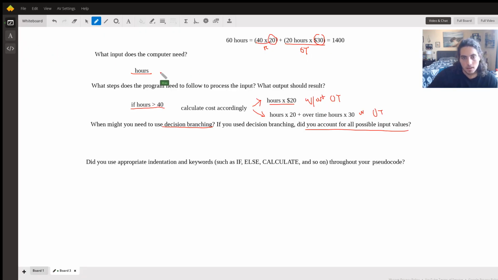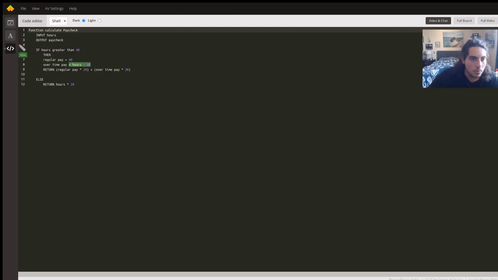What does that mean? Well, let's say 60 is the hours. Hours minus 40 gives us 20. So we're saying we have 20 hours of overtime. And then we're simply returning regular pay, which is going to be 40 times 20, because it's $20 an hour, and then overtime pay times 30.